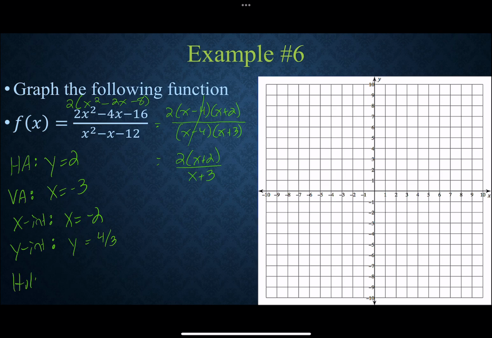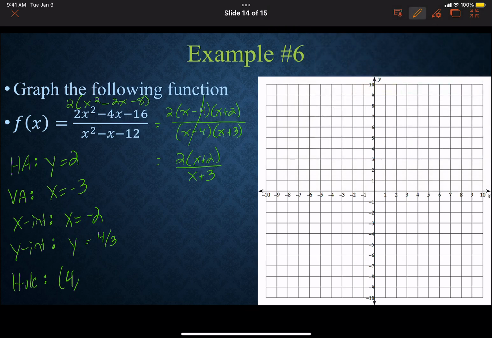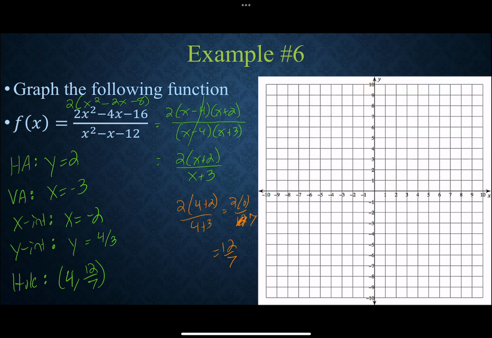And as for our hole, well, we obviously have it at 4, and then the y-coordinate is plugging 4 back in now into the reduced form. So it'll be 2 times 4 plus 2 over 4 plus 3. We get 2 times 6 over 7, which is 12 sevenths. Which is bigger than 1 but less than 2 for when we plot this. And again, it's always the reduced form you have to plug your hole into to be able to do it correctly. All right, so this time the horizontal asymptote's at 2.